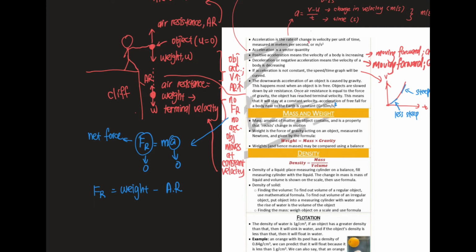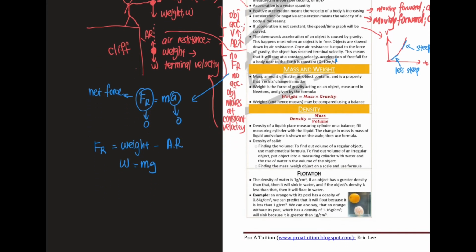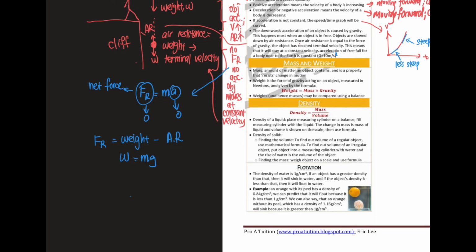How to use it? For example, you want to calculate the weight. You use weight equals mass times gravitational acceleration. You see, W equals mg. Let's say the object is 2 kg. Then you take 2 times 10 to get the weight. The weight is 20 Newton. So that is an example if the object is 2 kg. Now, mass and weight.